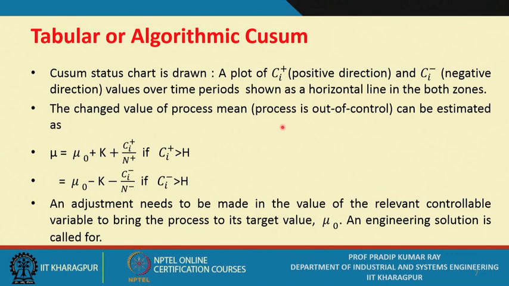So the changed value of the process mean can be estimated. So this is the changed value: it was mu 0, then the allowance k plus Ci plus divided by N plus. So if Ci plus is greater than h, and mu 0 minus k on the other side, is it okay? That means this reflects the upward drift and this reflects the downward drift. Is it okay? So in both the cases you will find that Ci minus or Ci plus is greater than h. An adjustment needs to be made in the value of the relevant controllable variable to bring the process to its target value mu 0.